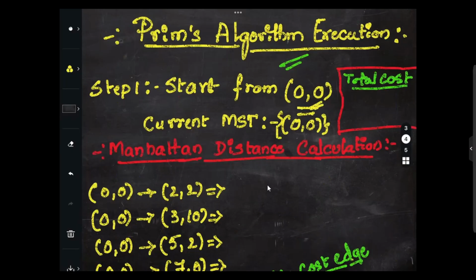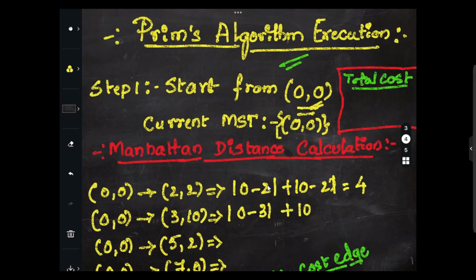So let's apply the Manhattan distance here. Manhattan distance calculation here. It will be 0 minus 2 plus 0 minus 2, right? Mod this one will get 2 plus 2, nothing but 4. So this will be 0 minus 3 plus 0 minus 10 here. In this case, we will get 13. This will be 0 minus 5 plus 0 minus 2. This will lead us to 7, right?